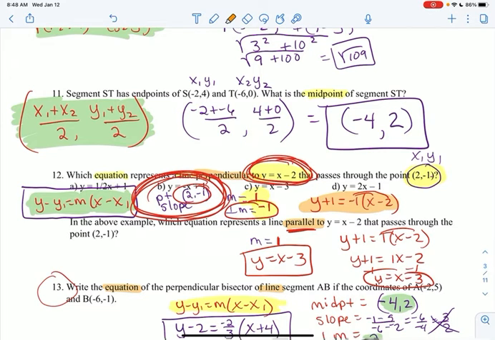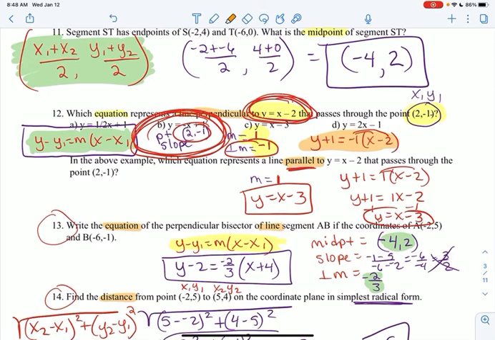Now, those answers don't look like any of the answers I have up above, so I do have to distribute. So -1 times x is -1x, -1 times -2 is +2, and then to get y by itself, I subtract 1. So it's choice B.